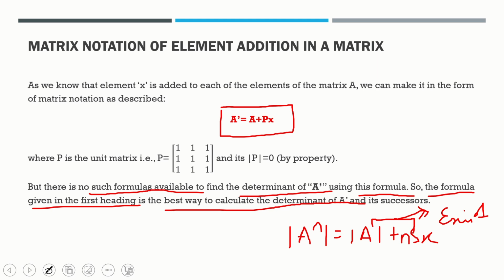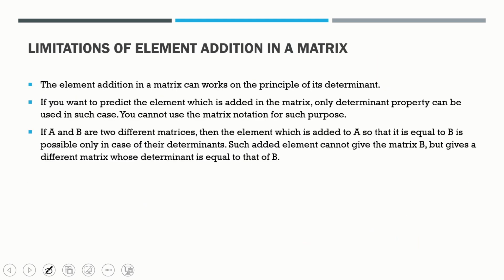So let us talk about it here. As I told you, the element addition in a matrix can work on the principle of its determinant. It is not working on the property of matrix addition, but it's working on the principle of its determinants. You can see very clearly. If you want to predict the element which is added in the matrix, only the determinant property can be used in such a case.